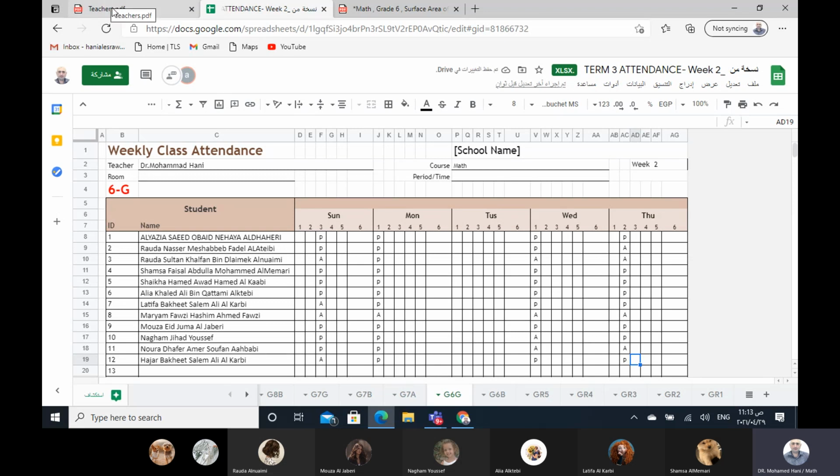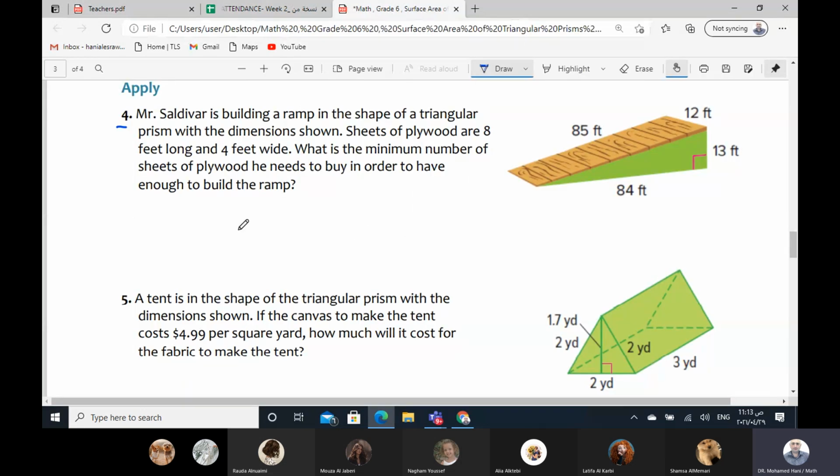Okay, let us continue. Who can read exercise number 4, please? Can I read it, please? Okay. Mr. Saldivar is building a ramp in the shape of a triangular prism with the dimensions shown. Sheets of plywood are 8 feet long and 4 feet wide. What is the minimum number of sheets of plywood he needs to buy in order to have enough to build the ramp? Thank you, Nagam. Who can tell me what I do here?